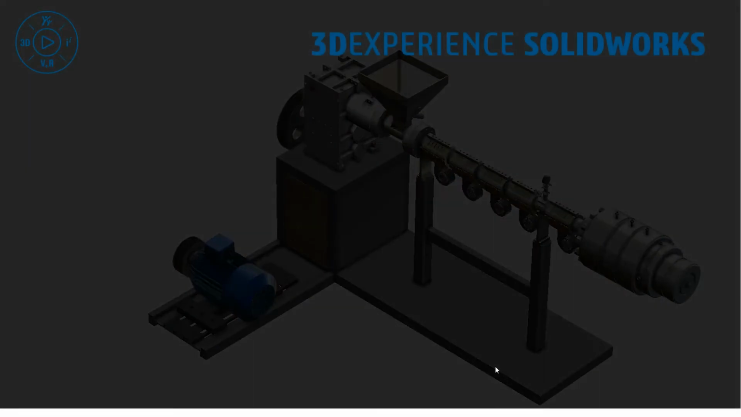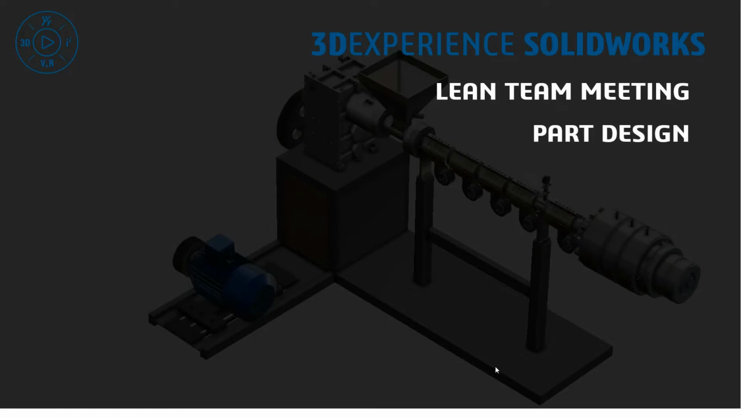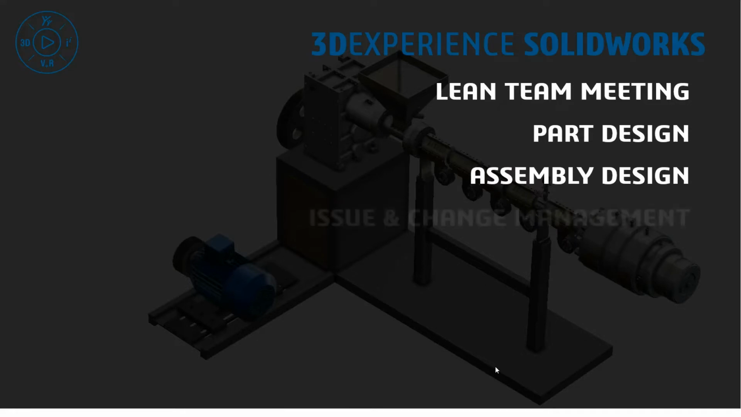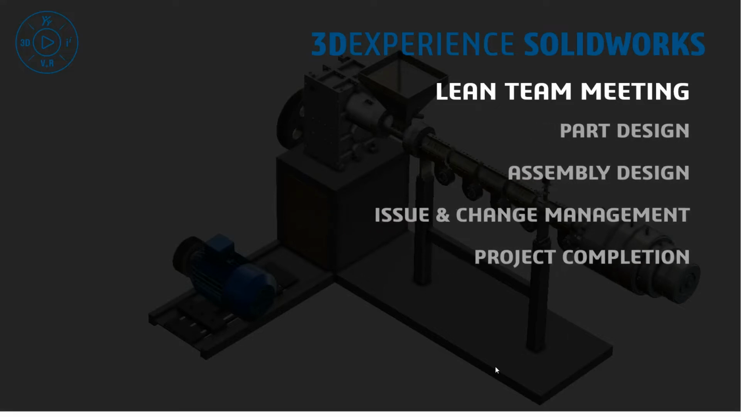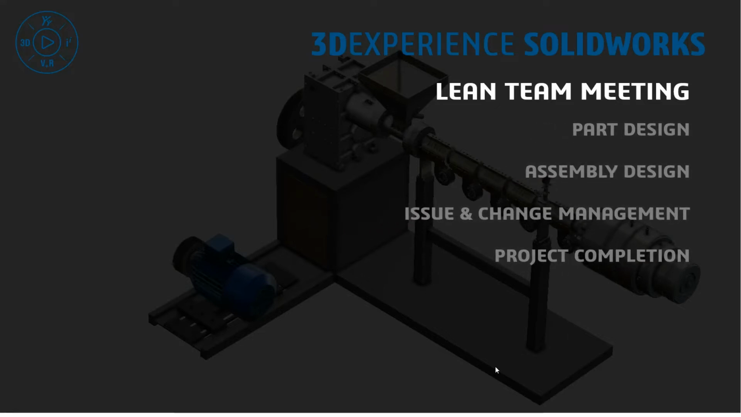Whenever I talk about new projects, it all starts with the meetings. Once the meeting concludes, we define the part and assembly designs. Once the part and assembly designs are completed, we go for issue and change management. If there is any issue, we get back and create revisions. After that, we will create some marketing content for project completion.